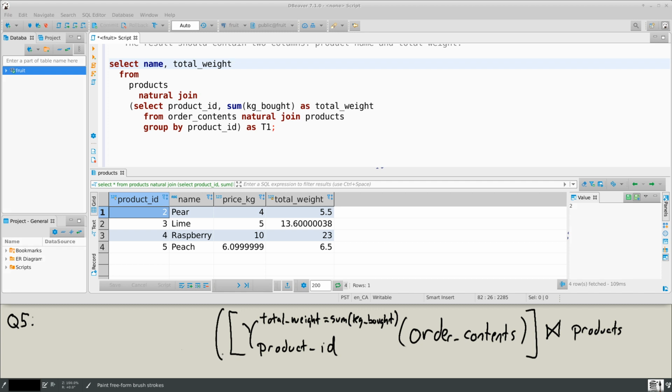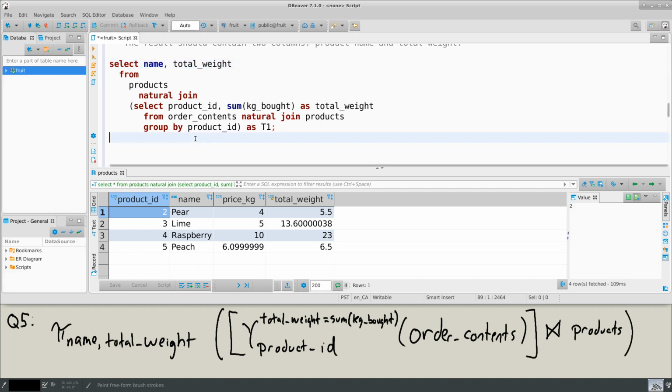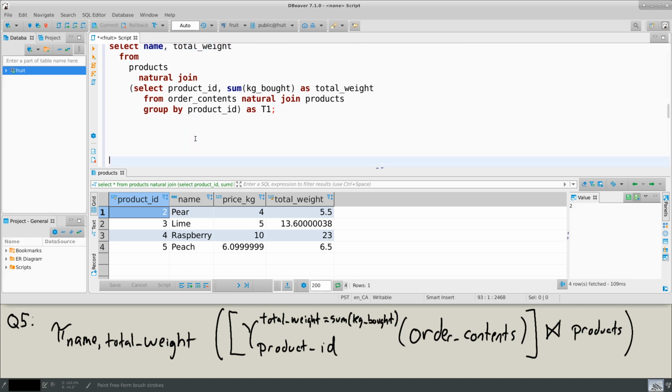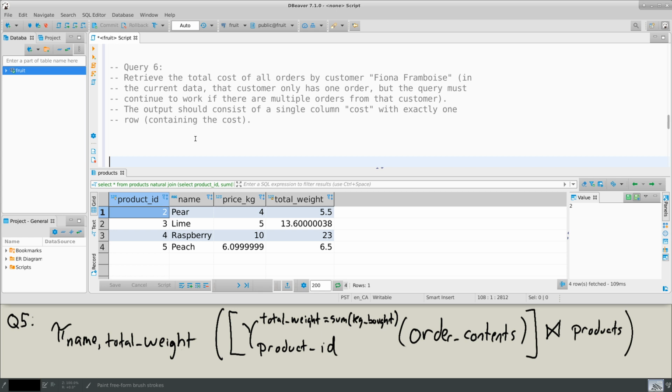So I take this, put that whole thing in brackets. I'm going to project out the name and the total weight. And there is a column called total weight at this point because I created it in the gamma operation. So I've got the projection, I've got the join. I think that is the complete relational algebra for question number 5. So we'll scroll down and take a look at question number 6.